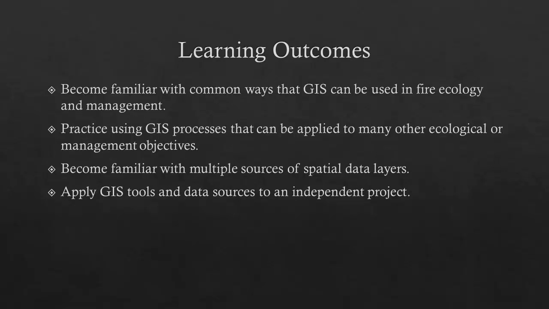The learning outcomes for this class are as follows. Become familiar with common ways that GIS can be used in fire ecology and management. Practice using GIS processes that can be applied to many other ecological or management objectives. Become familiar with multiple sources of spatial data layers. Apply GIS tools and data sources to an independent project. All in all, this class will introduce common objectives and processes in such a way that you will be able to apply that information to any number of other scenarios in your own work.